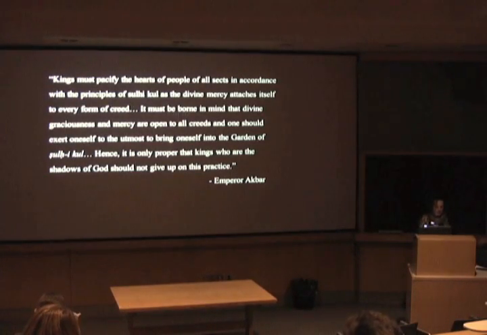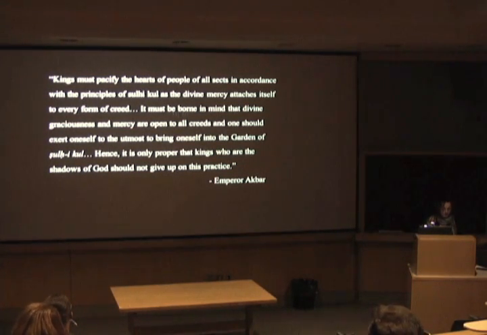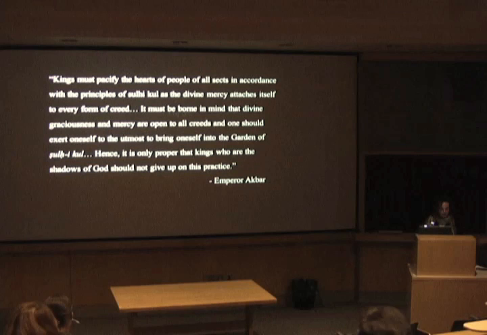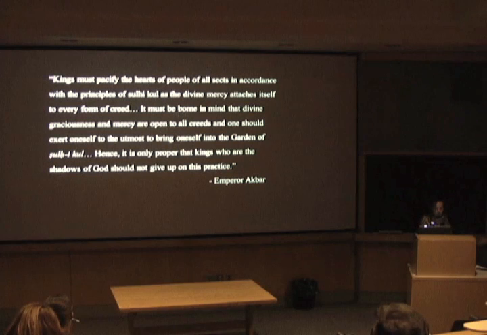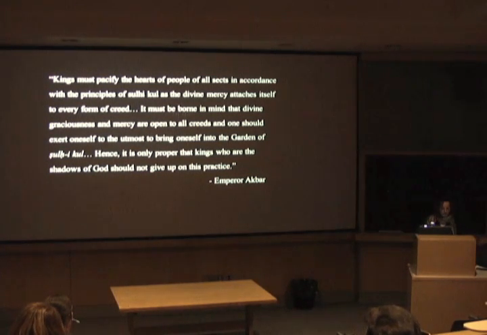In a letter to the Safavid king of Iran, Shah Abbas, Akbar wrote, "Kings must pacify the hearts of people of all sects in accordance with the principles of Sulh-i-Kul, as the divine mercy attaches itself to every form of creed. It must be borne in mind that divine graciousness and mercy are open to all creeds, and one should exert oneself to the utmost to bring oneself into the garden of Sulh-i-Kul. Hence it is only proper that kings who are the shadows of God should not give up on this practice." And it's interesting that he's saying kings are the shadows of God.